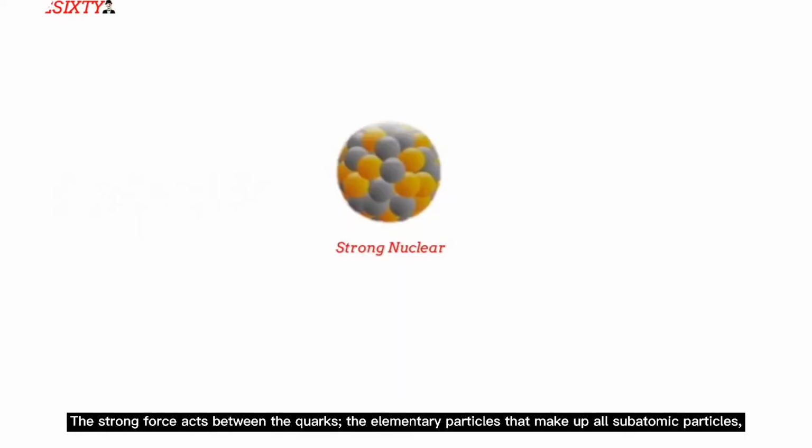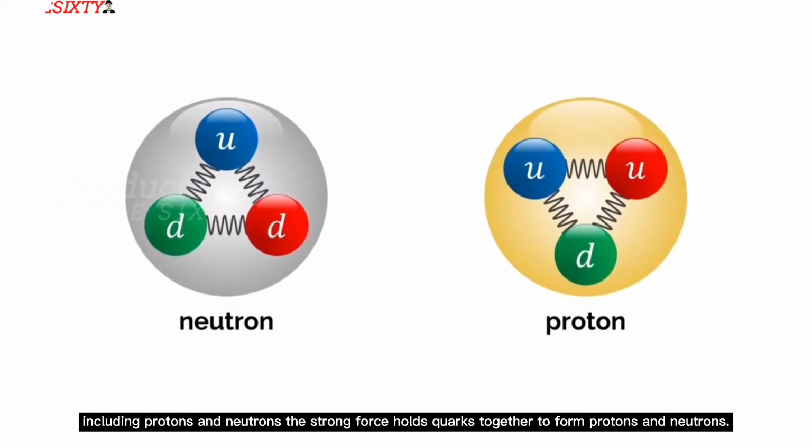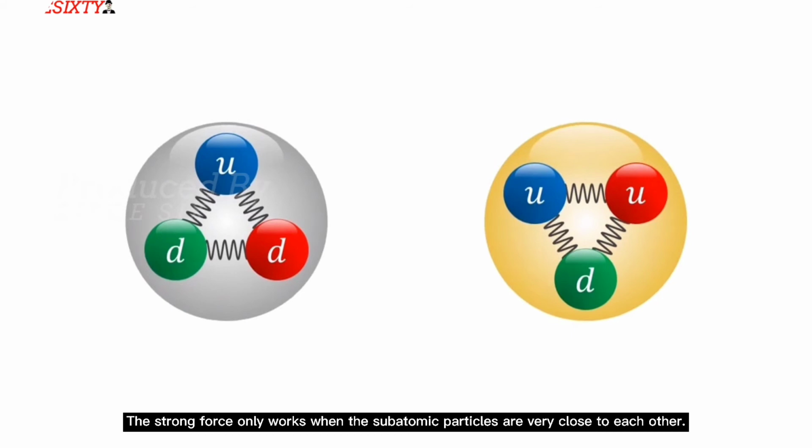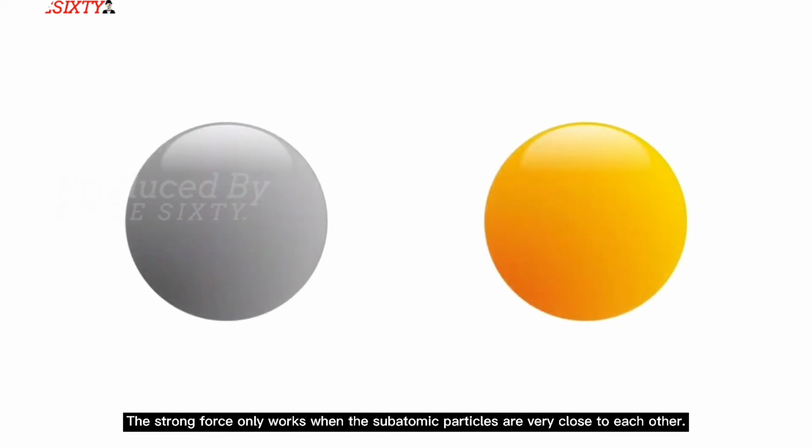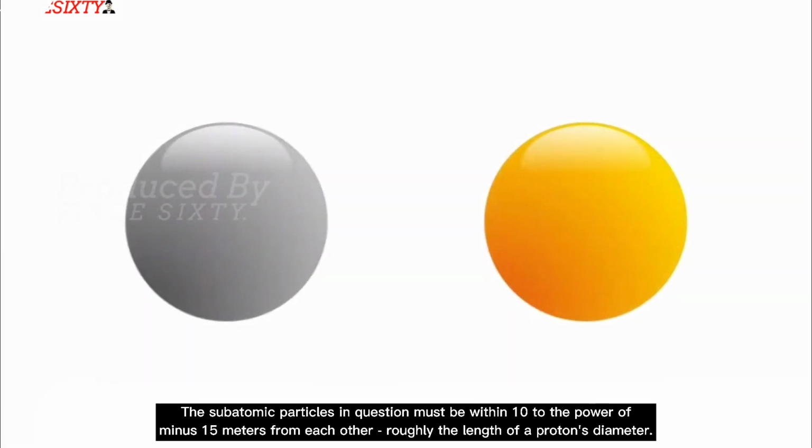The strong force acts between quarks, the elementary particles that make up all subatomic particles, including protons and neutrons. The strong force holds quarks together to form protons and neutrons. The strong force only works when the subatomic particles are very close to each other. The subatomic particles in question must be within 10 to the power of -15 meters of each other, roughly the length of a proton's diameter.